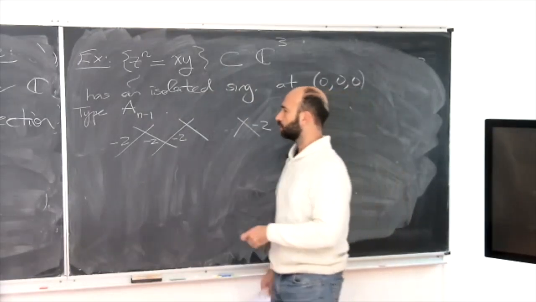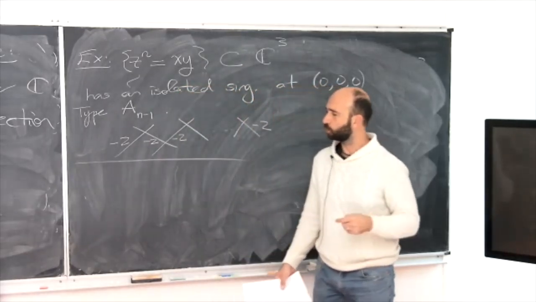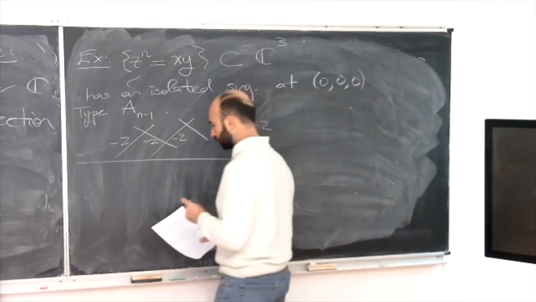Now, then one might ask questions like how negative a curve can be on a surface. And the following conjecture seems to be wide open.